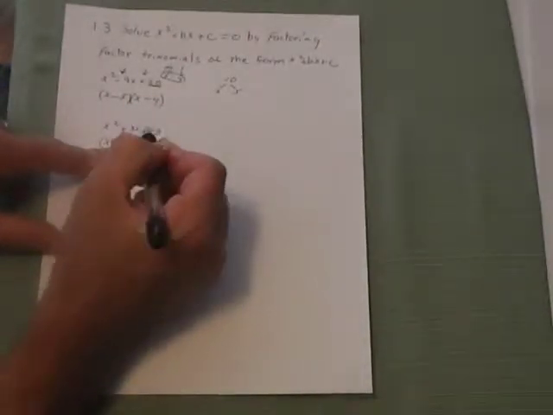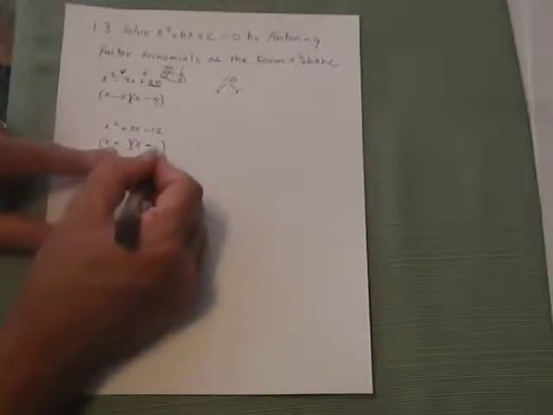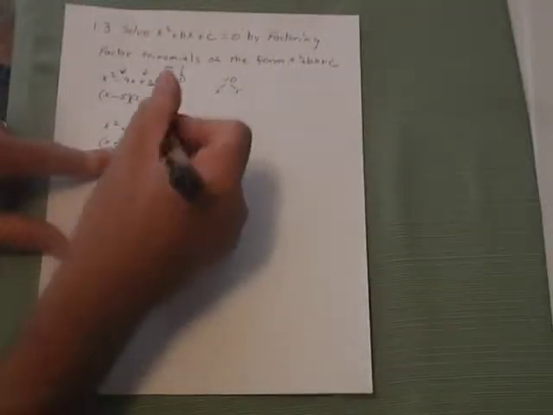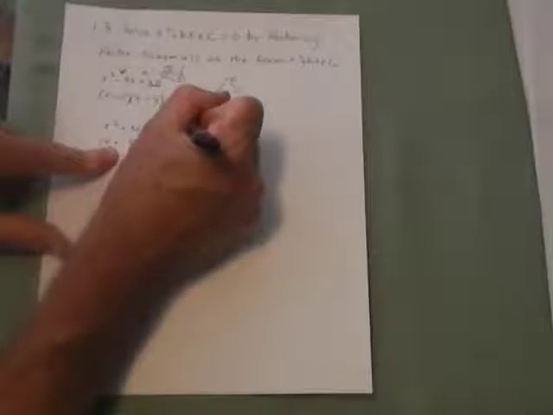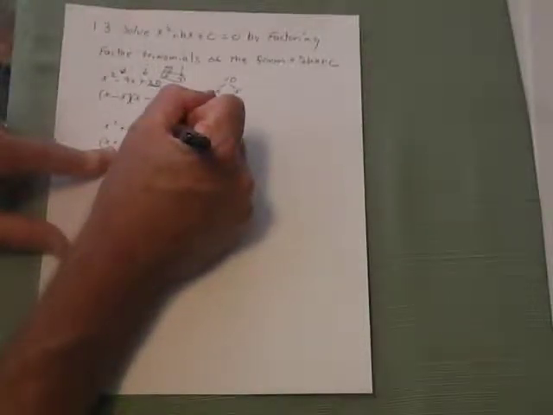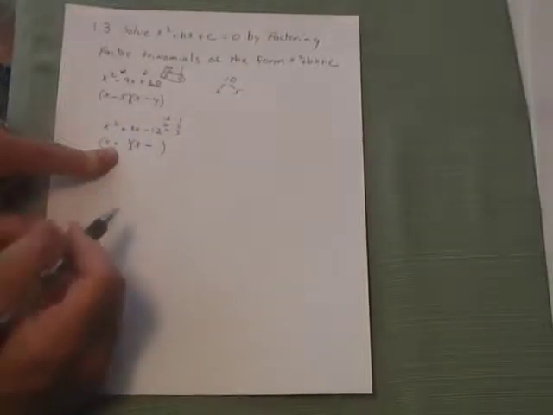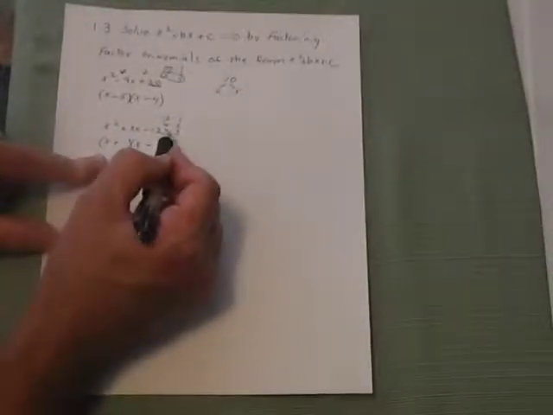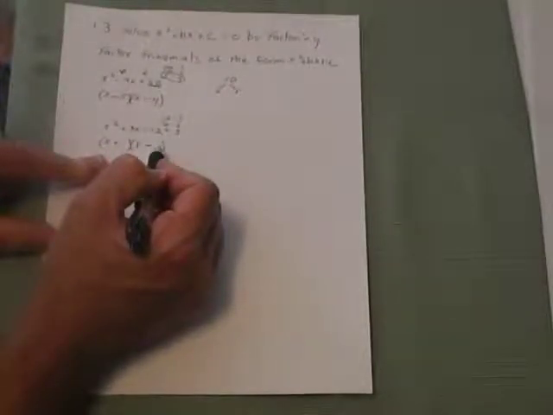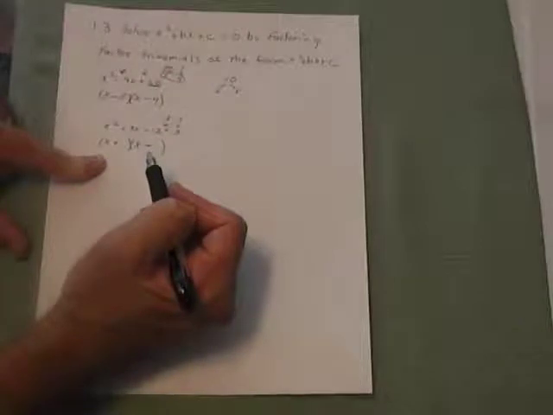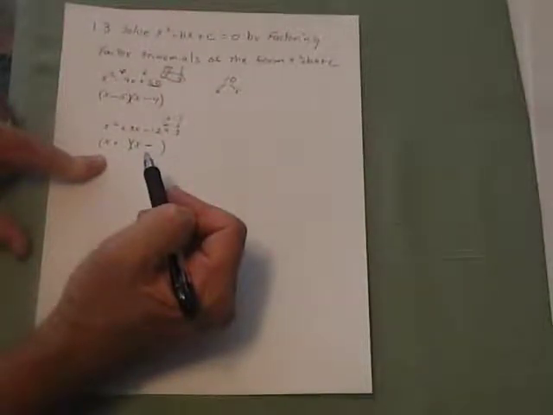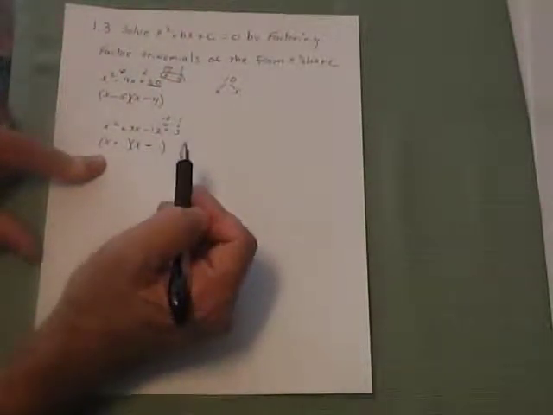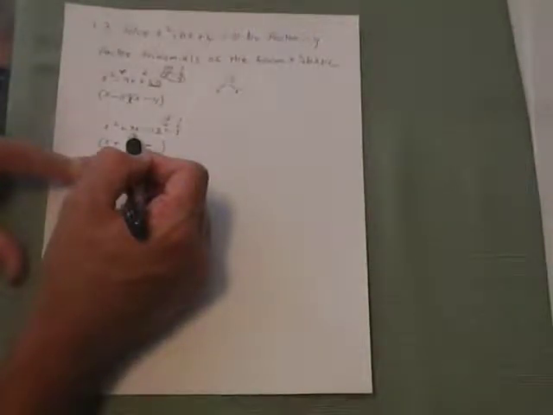So we have to come up with factors for 12, because this times this has to equal 12. So we know we can use either 12 and 1, 6 and 2, or 4 and 3. Now the other thing is, since these signs are different, we have to find the combination that, when we subtract them, is going to give us this number here in the middle.